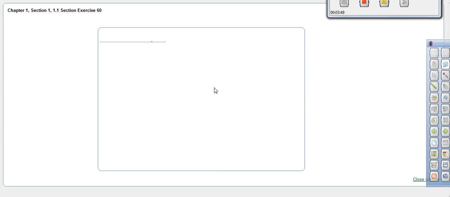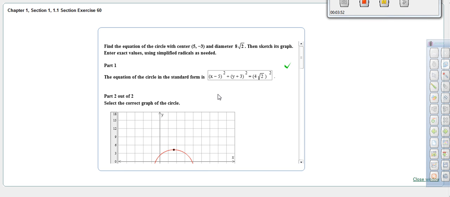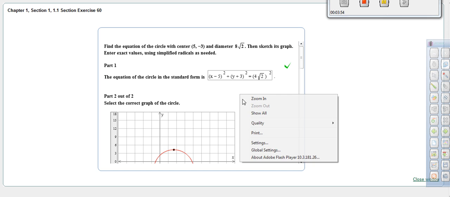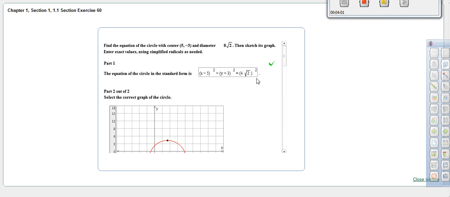Now a lot of people are telling me that their screen's freezing up right there, so if it does freeze up, one other thing that you can do is right click and say show all, and what that does is it makes your screen small enough so that you can see the slider. You'll notice that they took my 32 and put it in as 4 square roots of 2, like we had it both ways. Okay. Step 2 to this problem is they want us to now identify which graph.